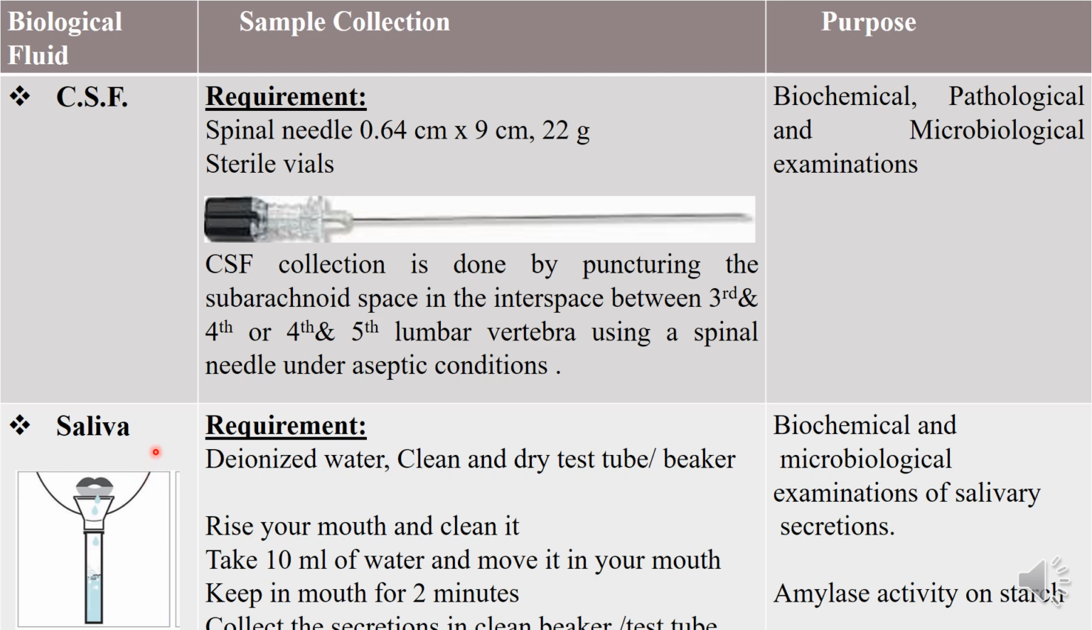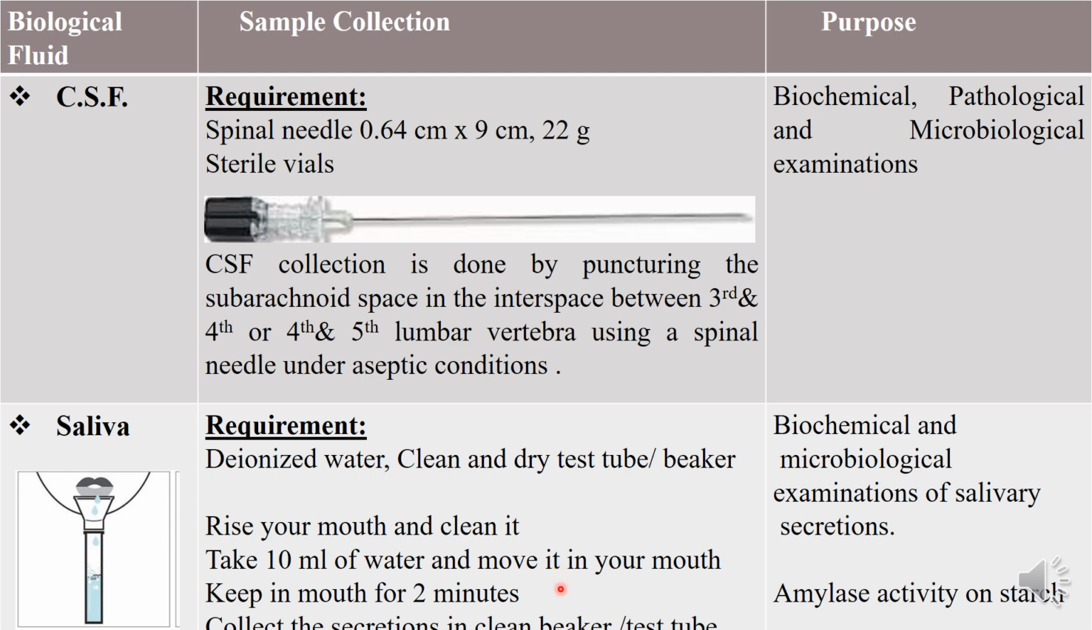Now the second sample in discussion is saliva. For salivary sample collection, we need deionized water or demineralized water, clean and dry sterile test tubes or beaker. The procedure is first rinse your mouth and clean it of all the food particles and their remnants. Then take 10 ml of deionized or demineralized water and keep it inside the mouth for 2 minutes.